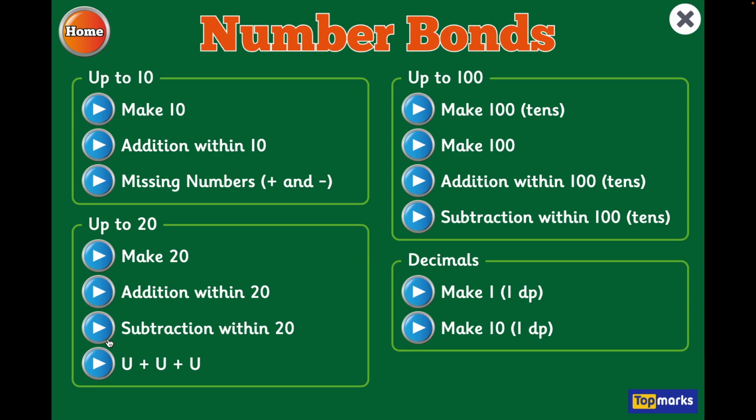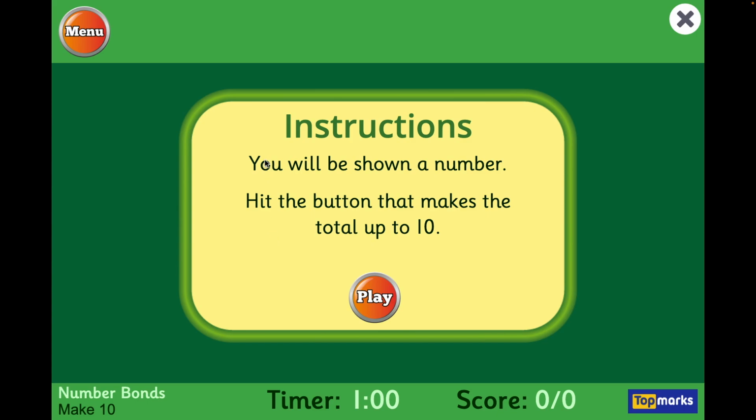This is a really great skill to practice with students of any age. So you can start with making 10 up to 10. So we're going to make a 10. You'll be shown a number. Hit the button that makes the total up to 10.